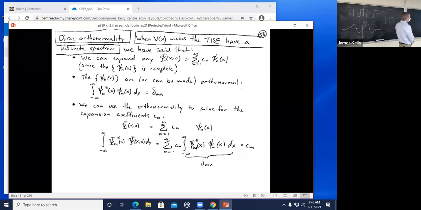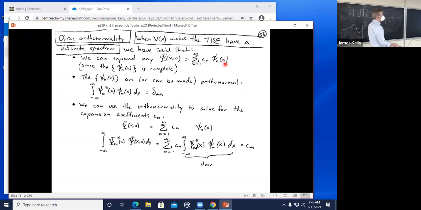Okay, and that's some property of these functions that isn't necessarily appearing for us in the case where the spectrum is continuous. So we're going to talk about the continuous spectrum case in just a second, but that's a nice property of those solutions. Another nice property is that this orthonormality can actually allow us to solve for those coefficients up there.